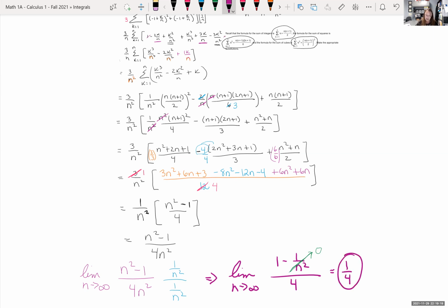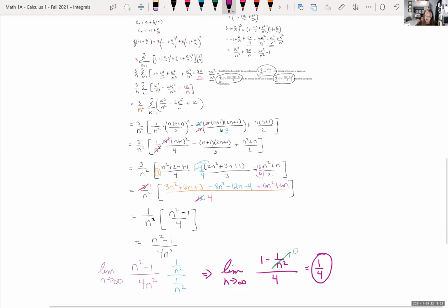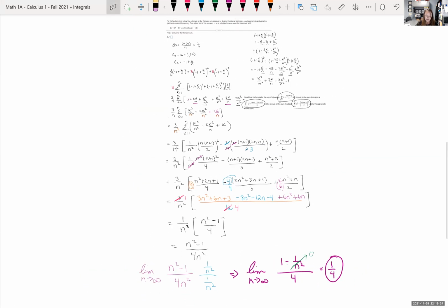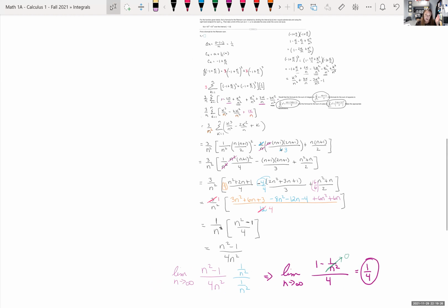So if we summed up an infinite number of rectangles underneath that curve from negative 1 to 0, we would get back 1/4.